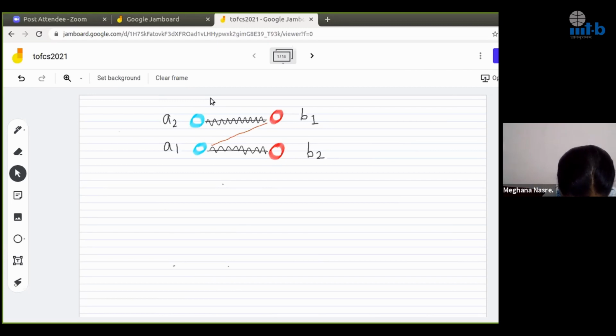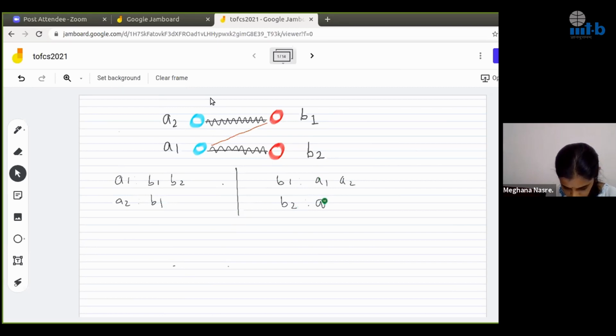So I would like to recall our preferences. That is, we had A1, which has B1, B2, and A2, which has B1. And we have B1, which has A1, A2, and B2, which has A1. So now when we run this algorithm, we know what the stable matching does. I'm just going to write this down. We know that the stable matching is A1, B1. So this is the stable matching.